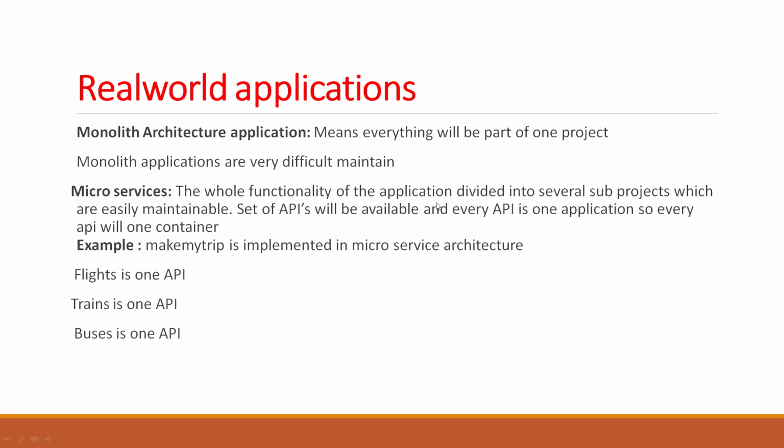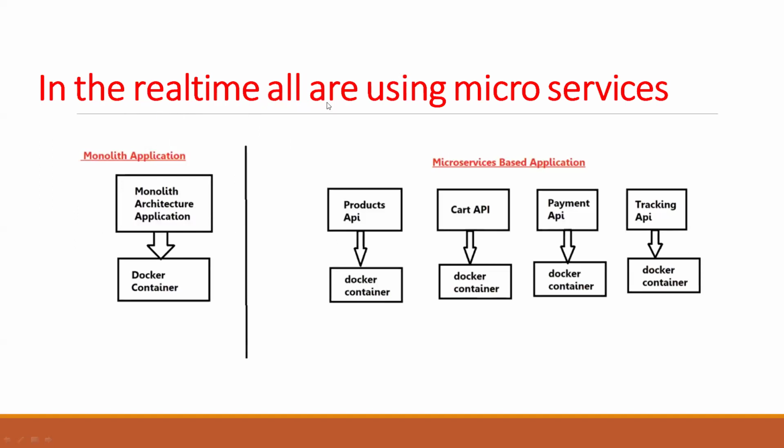In microservices, the whole functionality of the application is divided into several sub projects which are easily maintainable. A set of APIs will be available, and every API is one application, so every API will be one container. Example, MakeMyTrip is implemented in microservice architecture. Flights is in one API, trains is in one API, buses is in one API. Nowadays, everyone is using microservices deployment. After Docker, everything is microservices. Before Docker, everything was monolithic application.